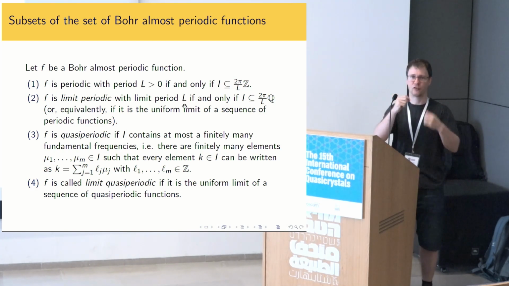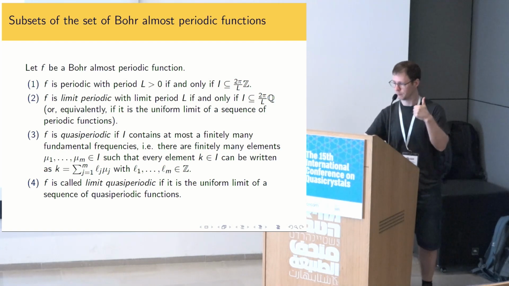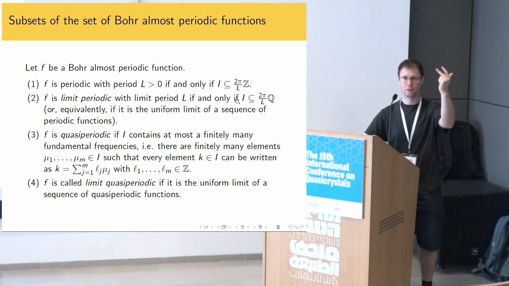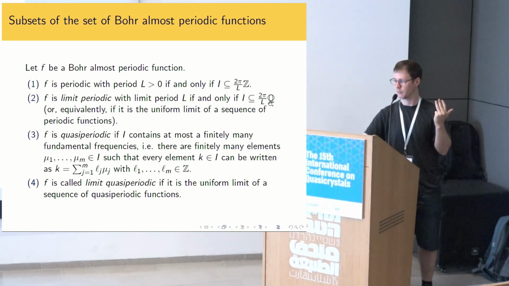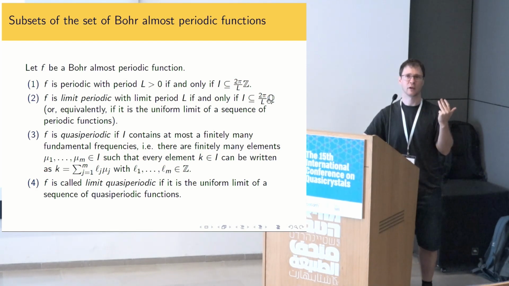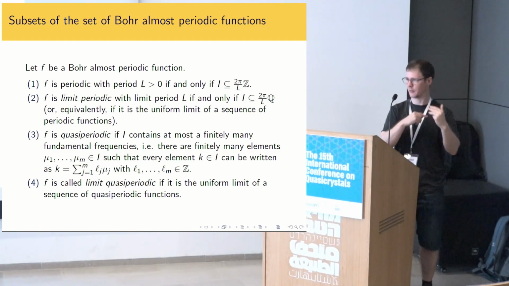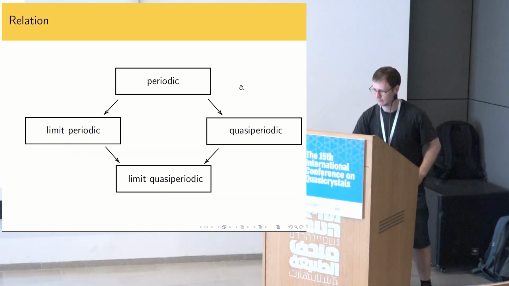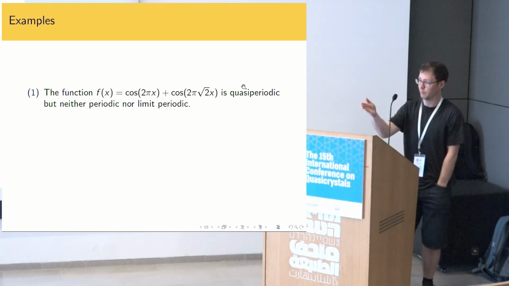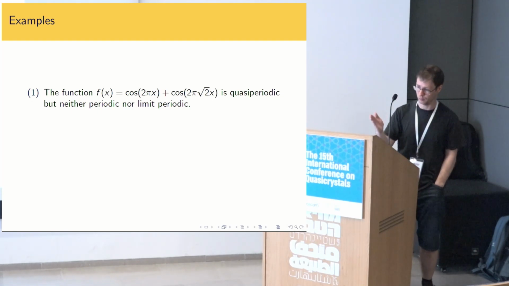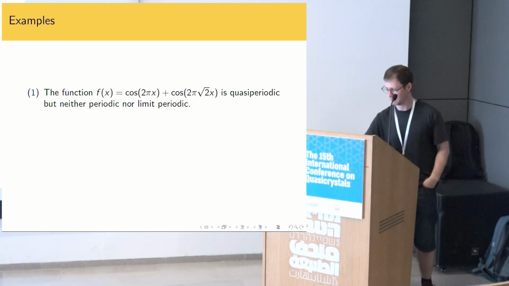Imagine there is such a number L, and then try to describe 1 and square root of 2 using this characterization, writing them as 2 pi divided by L times a rational number, and you'll see 1 and square root of 2 cause issues. That doesn't work. So yeah, this is an example of a quasi-periodic function which is not periodic and not limit periodic.